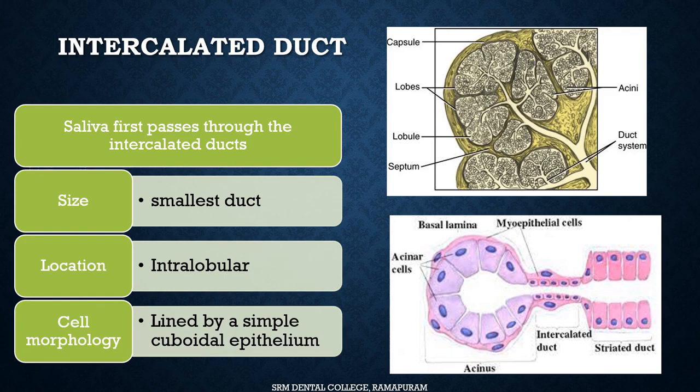The first is your intercalated duct. The saliva first passes through the intercalated duct from your acini. These are the smallest ducts of the ductal system. They are intralobular in location, that is, they are located within the lobule of a salivary gland.